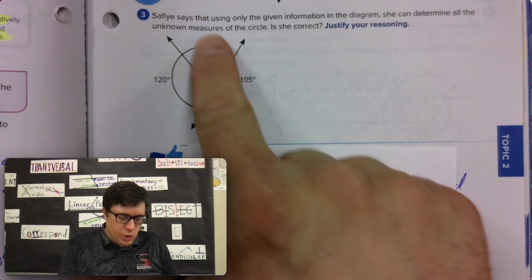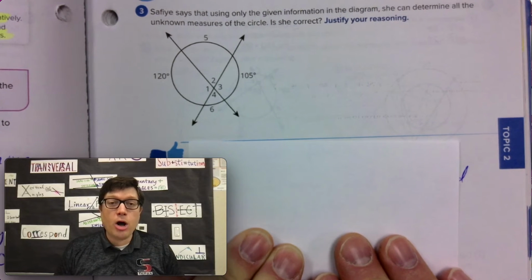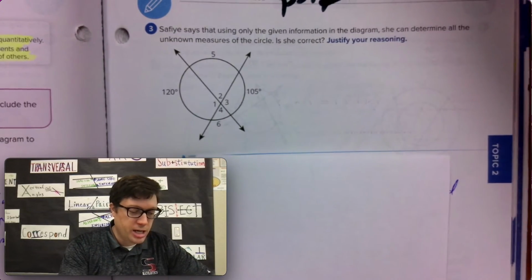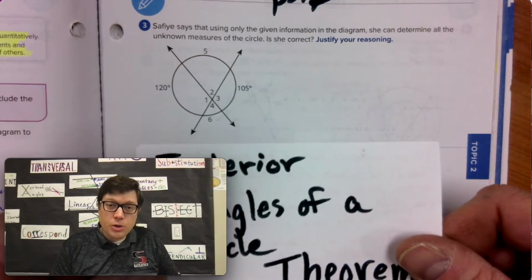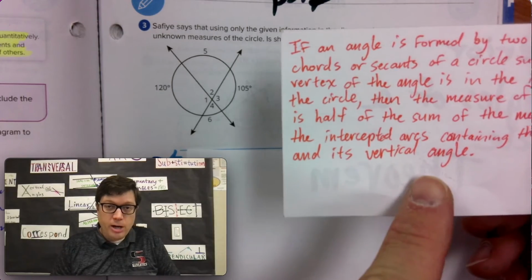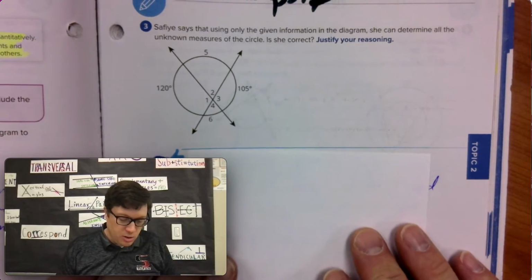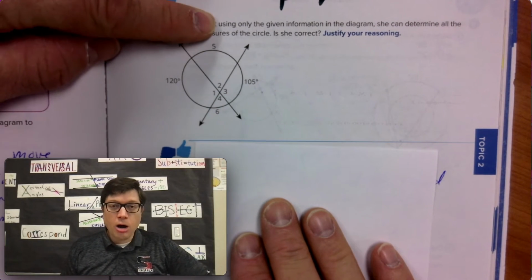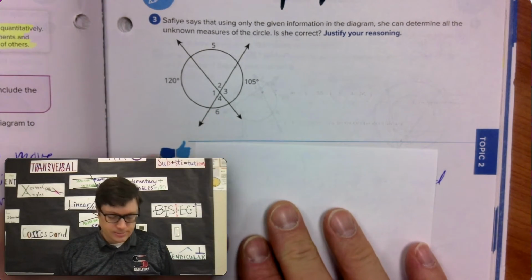Sophia says that using only the given information in the diagram, she can determine all of the unknown measures in the circle. And I'm going to acknowledge that we are going to use the interior angles of a circle theorem. I don't have the diagram on here, but I should put it on here because this is the diagram for the interior angles of a circle. She says she can determine all the unknown measures of the circle, including arc measure of 5 and arc measure of 6.